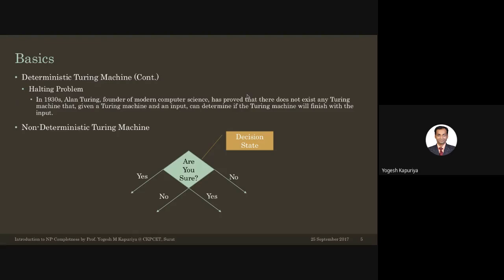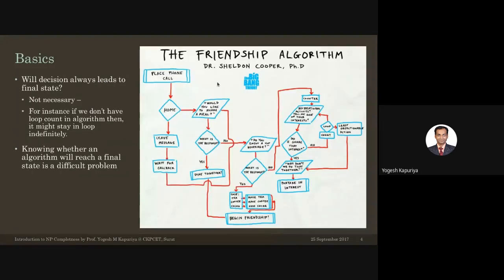He proved that there does not exist any Turing machine that, given a Turing machine and an input, can determine if the Turing machine will finish with the input. Again, it's the same thing. You are given an algorithm and an input. There is no other algorithm which takes this algorithm as an input, with the other parameter being an input to the algorithm, and can tell you whether it will terminate or not.